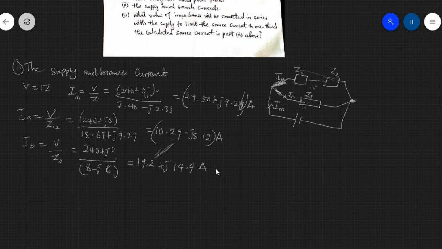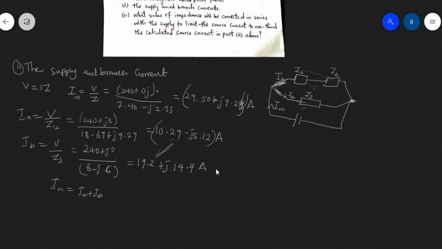That means, according to the sum of currents, IM is equal to IA plus IB. This should be the case. If it isn't, that means something is wrong somewhere. So we've just considered calculating the branch current.